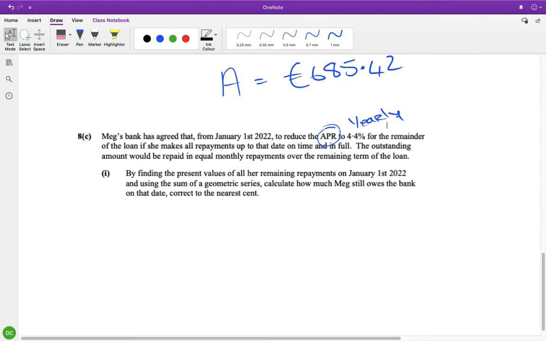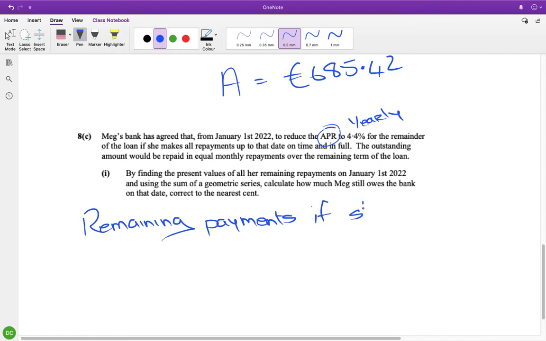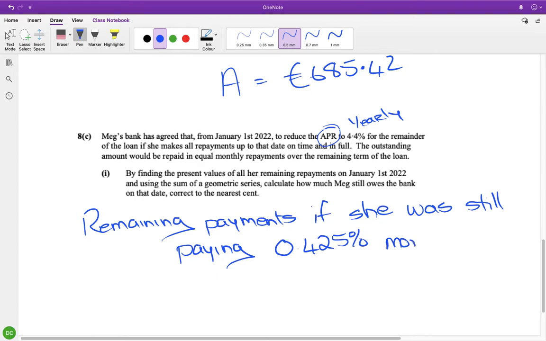Okay. So what we have to do is work out her remaining payments if she wasn't given this offer and if she was still paying the money up here, which is 0.425% monthly. Okay, so let's try and figure this out now.